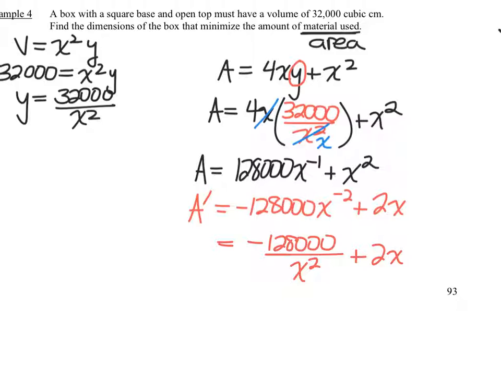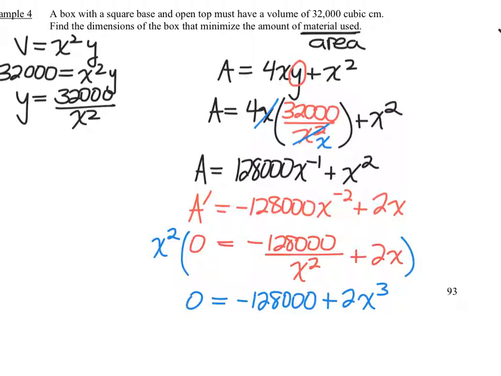If you write it like this, when you set it equal to 0, we can clear out the x squared on the bottom. Thusly, multiply through with an x squared, and we'll get 0 equals negative 128,000 plus 2x cubed. We have a common factor of 2. We could divide it out. 0 would be equal to negative 64,000 plus x cubed.